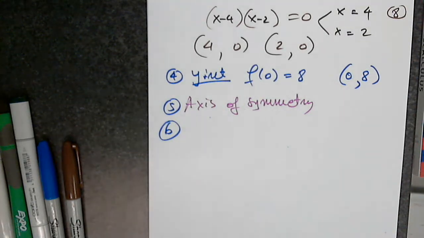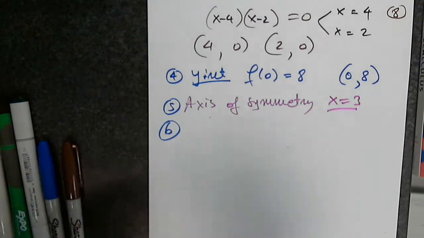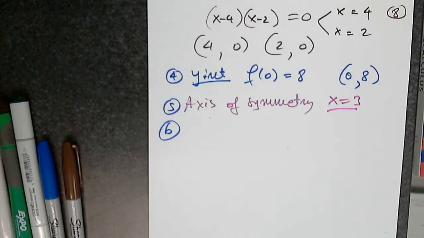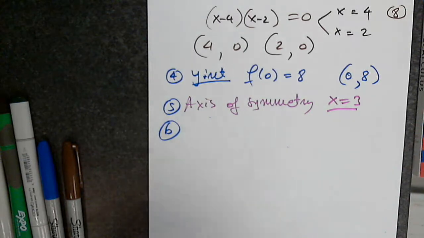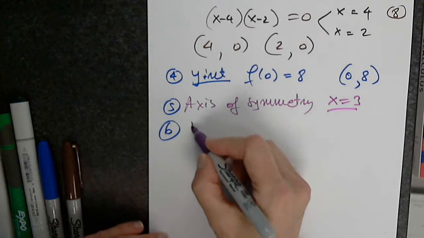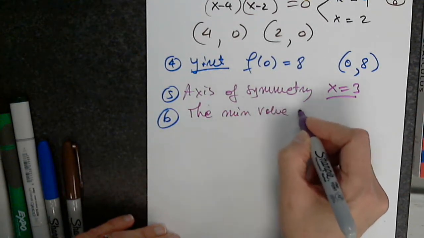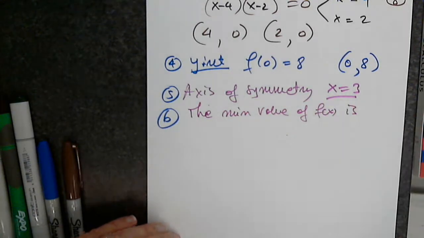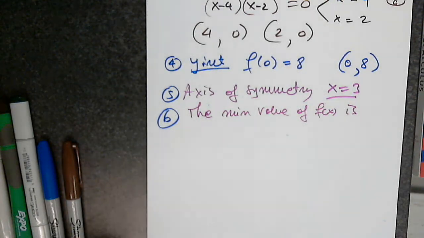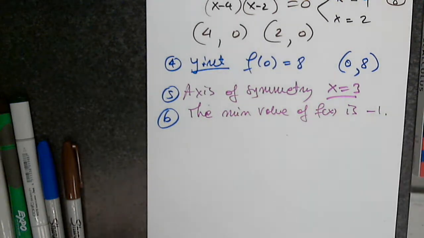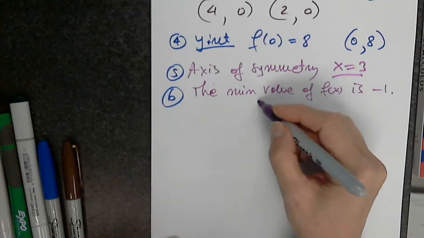So what is the axis of symmetry? It is the vertical line passing through the vertex. Exactly, you already said that. Very good. X equals 3 indeed is the axis of symmetry. Now finally, since it has a minimum, I would like you to identify the minimum of this function. The minimum value of f of x is. What is the minimum value? Negative 1. Exactly, negative 1. Very good, both of you. Okay, I'm ready to graph.